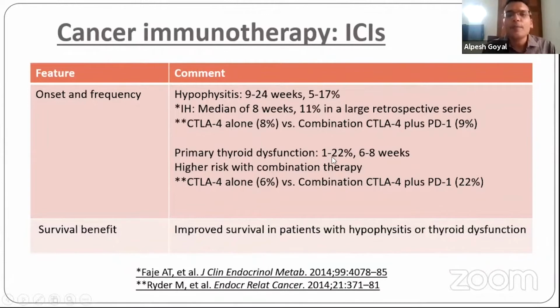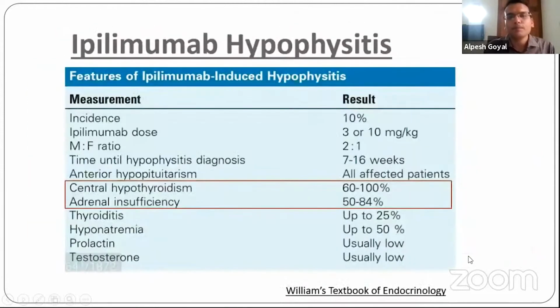Primary thyroid dysfunction has been reported variably at between 1 to 22% at a median of 6 to 8 weeks. And the risk is clearly higher with combination therapy, being 22% when combination therapy is used as compared to when CTLA4 inhibitor is used alone. And it has been shown that patients who develop hypophysitis or thyroid dysfunction have improved survival.